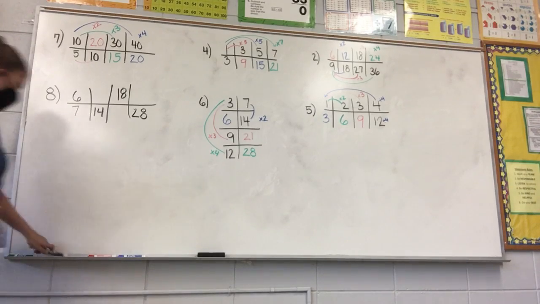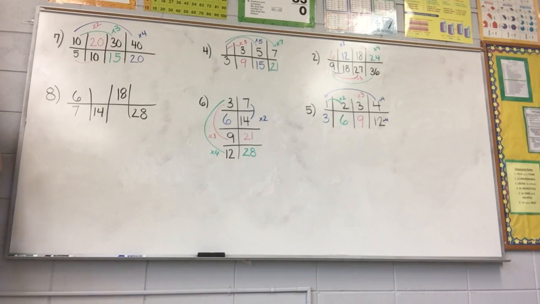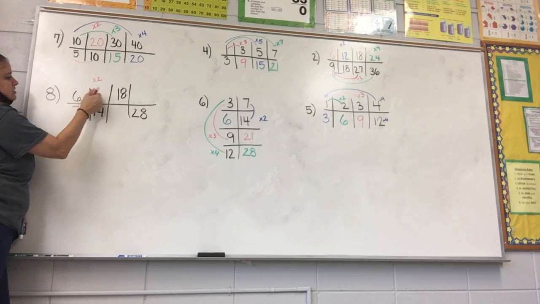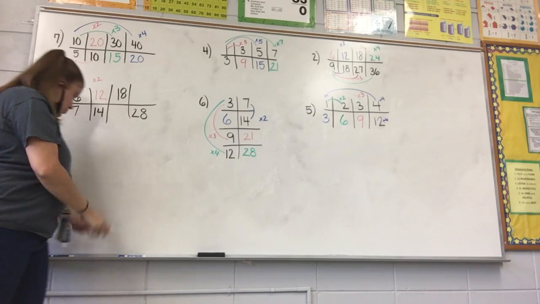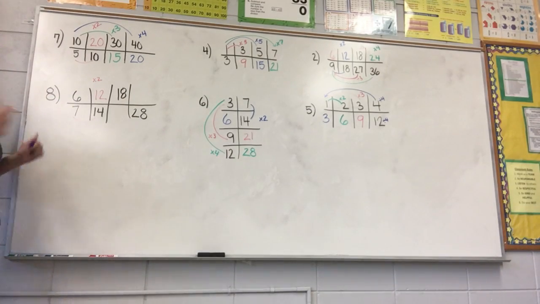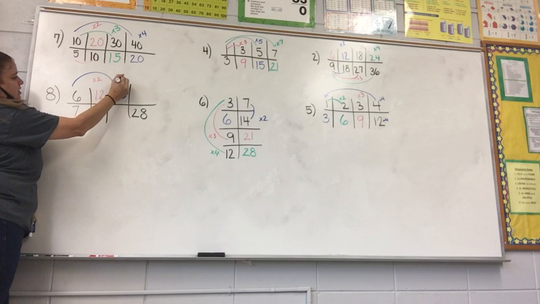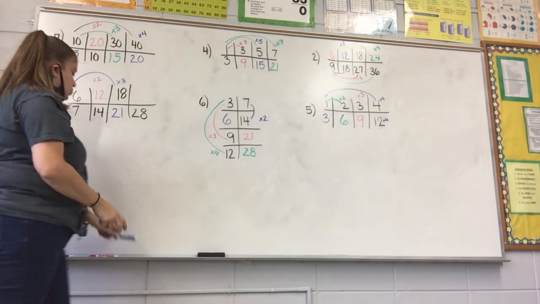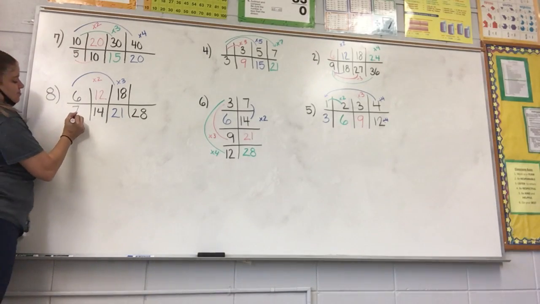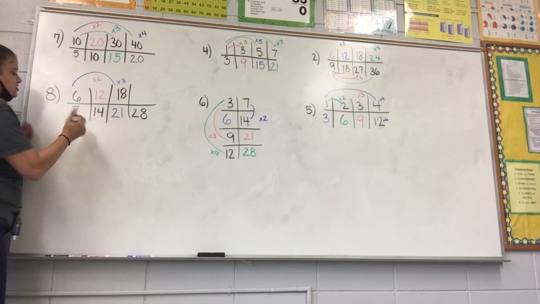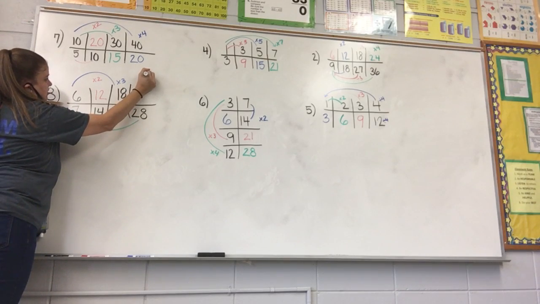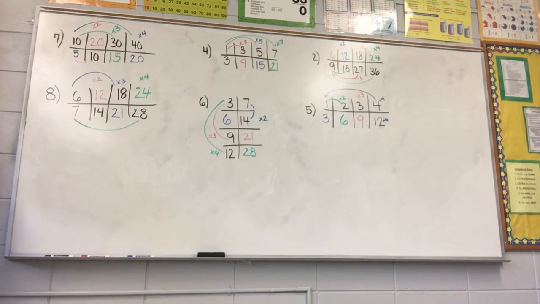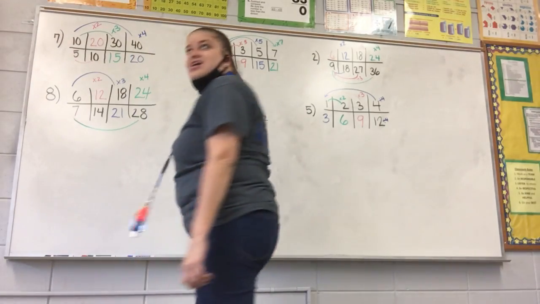All right, so our first full ratio is 6 to 7. So what did we do to 7 to get 14? Times 2. So 6 times 2 is 12. Raise your hand if you got that. Good job. Okay, we went from 6 to 18. What did we do? Times 3. So 7 times 3 is 21. And then we went from 7 to 28. What did we do here? Times 4. So 6 times 4 is 24. Raise your hand if you got all 3 correct. Okay, go ahead and do number 9.